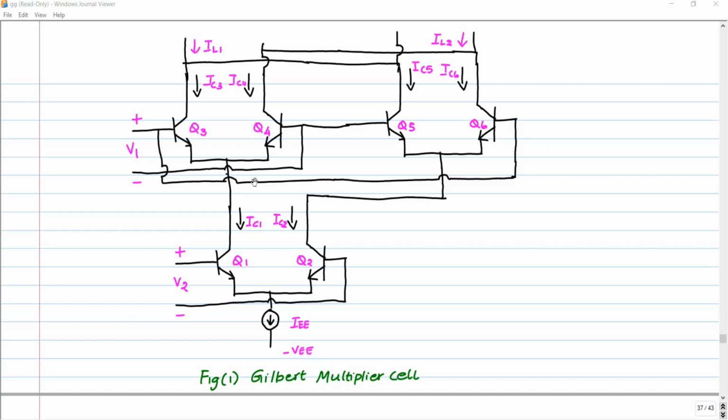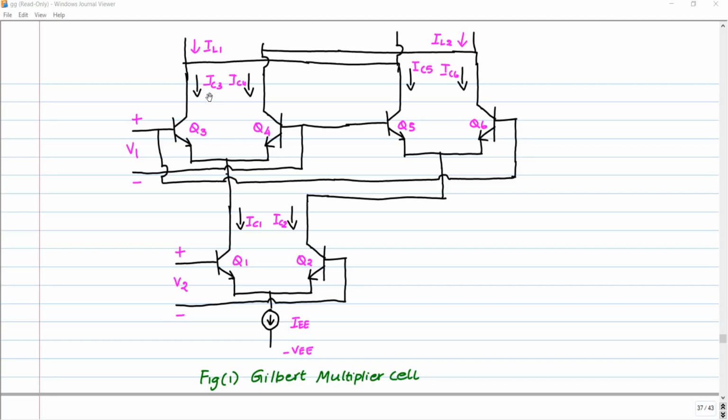That is, V2 is always positive, so it can be operated only in the 2-quadrant mode. So here I have 3 differential pairs of transistors, that is Q1, Q2, Q3, Q4, Q5 and Q6. Here I have given plus V1 for transistors Q3 and Q6, and minus V1 for transistors Q4 and Q5. Here plus V2 is for the base of transistor Q1 and minus V2 for the base of transistor Q2, and IE is my constant emitter current source.